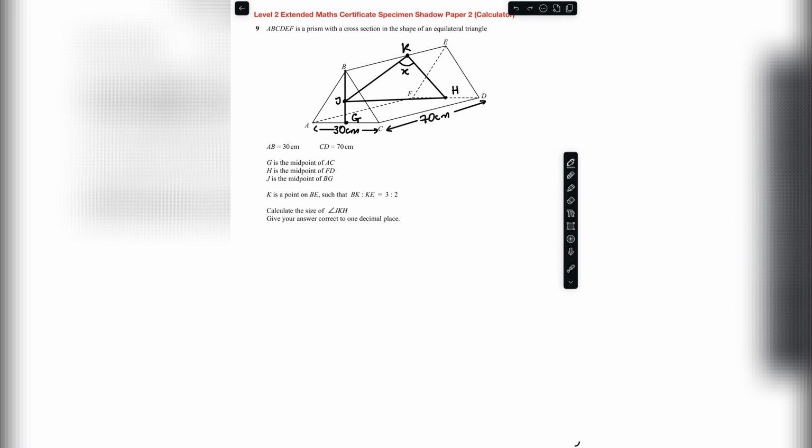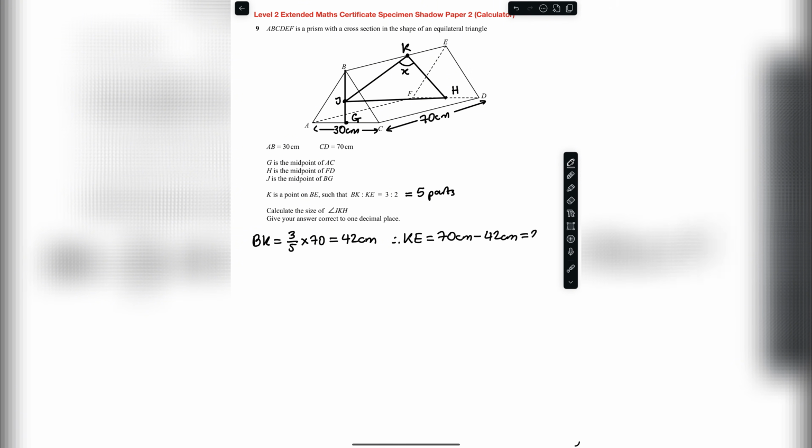Given as BK and KE are split in a ratio 3:2, we know that BE can be split into 5 equal parts. So BK equals 3/5 multiplied by 70, and that equals 42 centimeters. Therefore, KE can be obtained by subtracting 42 centimeters from 70 centimeters to get a length of 28 centimeters.